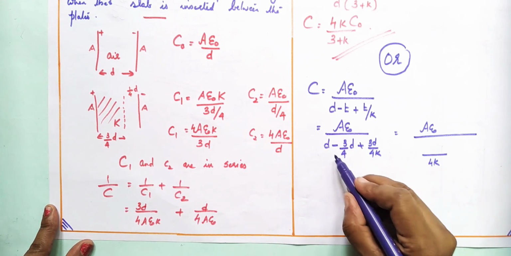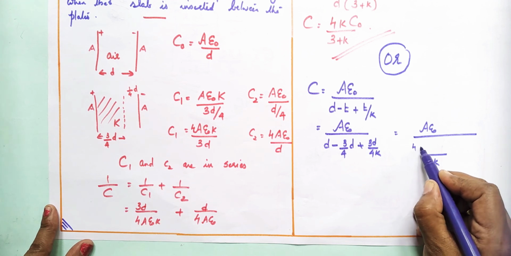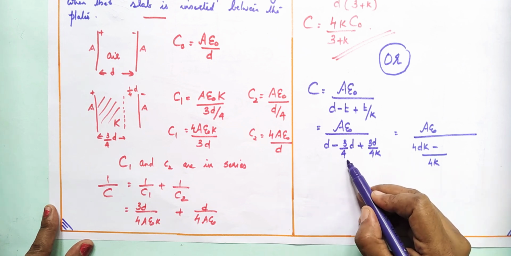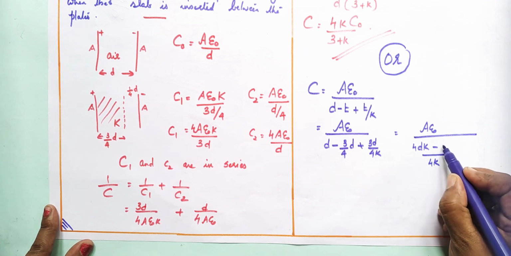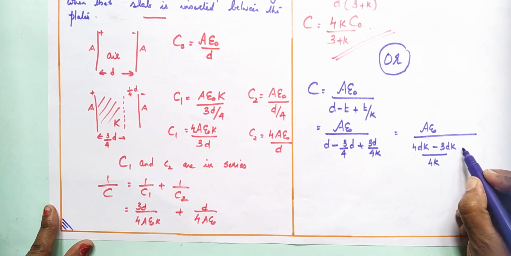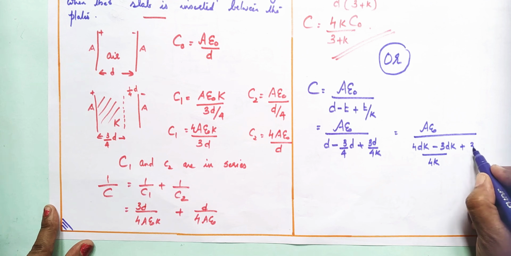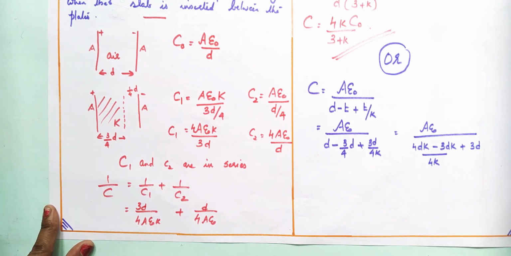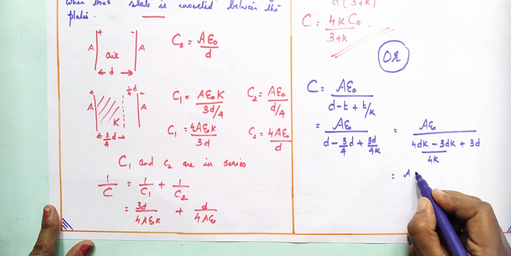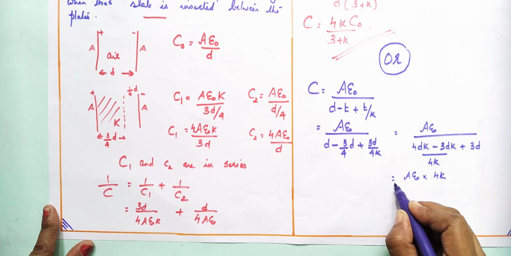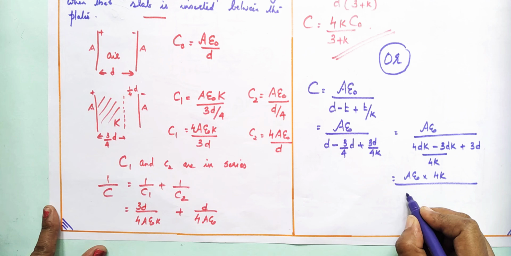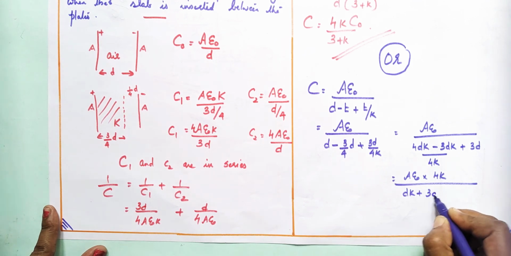So the numerator becomes 4DK minus, here 4K is the LCM, therefore it becomes 3DK, plus 4K is the LCM, 3D. Right. Here 4K comes to the numerator. So A epsilon 0 into 4K divided by 4DK minus 3DK is 1DK, DK plus 3D.